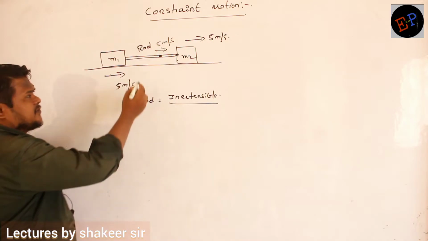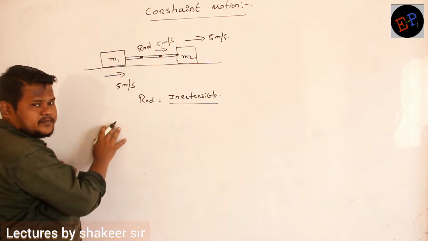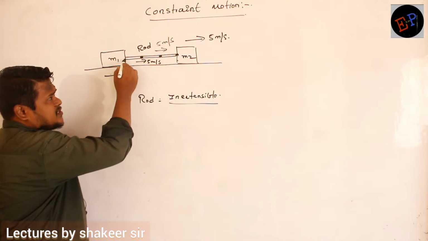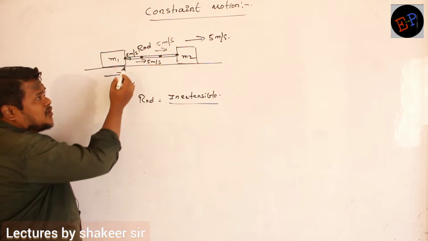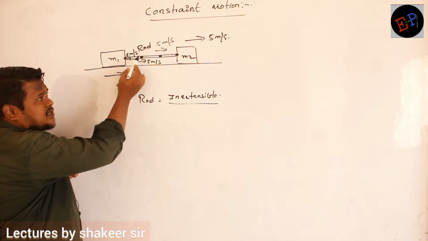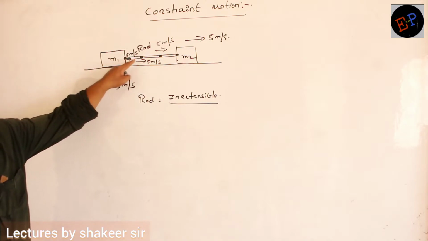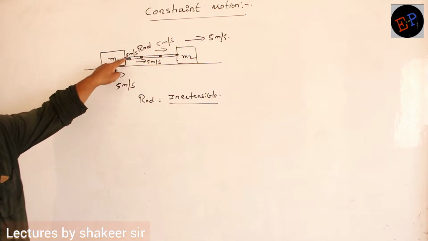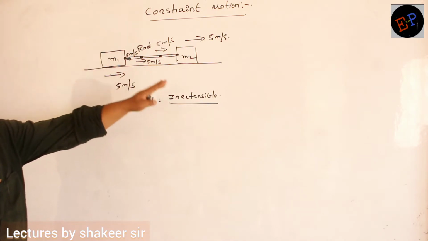Clear? Now if you take one more point here, what about velocity of this point? Velocity of this point is also 5 meter per second. Velocity of this point also, again it is 5 meter per second only. Are you able to understand? Now what is this point? This is the point which is connecting the rod as well as the mass also. Now this point, it is connecting the rod also, it is connecting mass M1 also. So therefore this point velocity also will be 5. Therefore the velocity of mass M1 also will be 5.